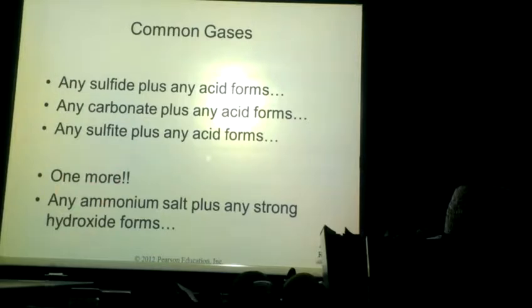And remember, we had one more. So all of these, the sulfide, carbonate, sulfite, all happen when they're reacted with an acid. But then I could also react ammonium salt, so any type of ammonium salt, with a strong hydroxide, so a strong base. And remember, if we do that, what are we going to get there? We're going to get salt, we're going to get water, we're going to get NH3, we're going to produce ammonia, okay? So that was just our refresher from yesterday.